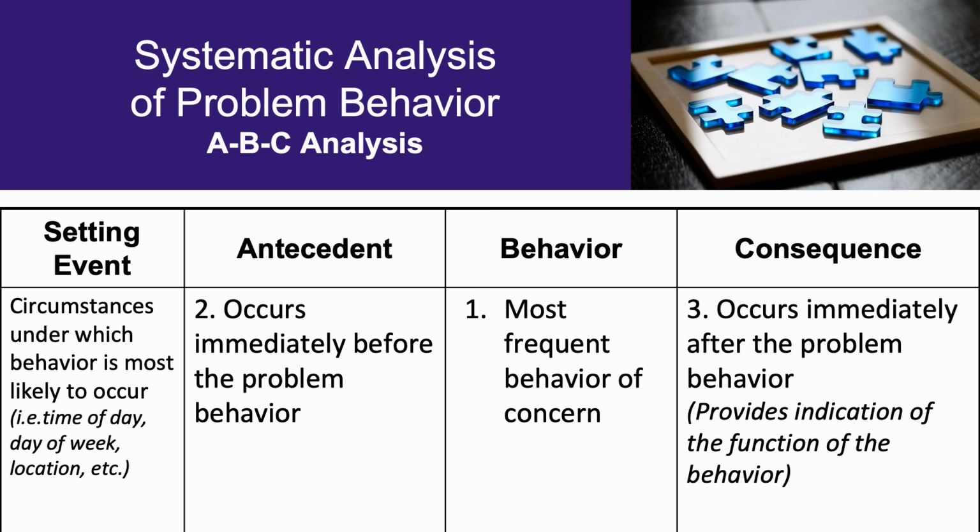Behavior identifies the problematic behavior which is interfering with the student's learning or disrupting the learning environment. And consequence refers to the event or thing which occurs immediately after the problem behavior. This is sometimes referred to as the maintaining consequence and identifies the variable that is likely to encourage the student to continue with the problematic behavior.